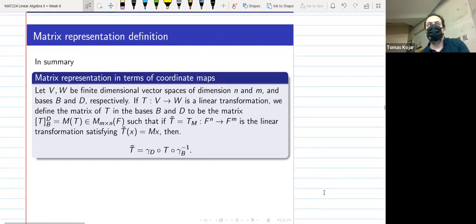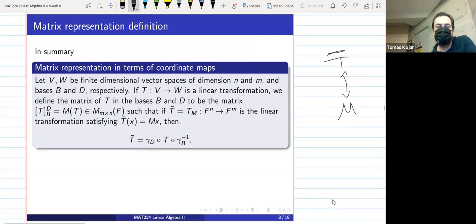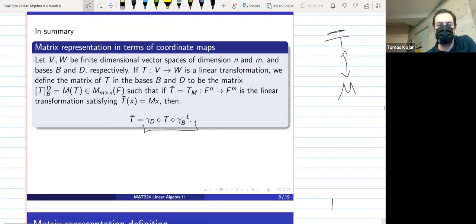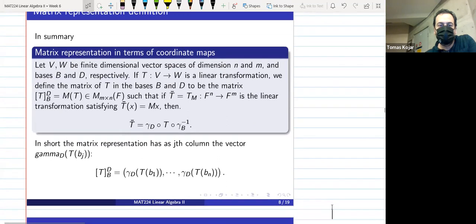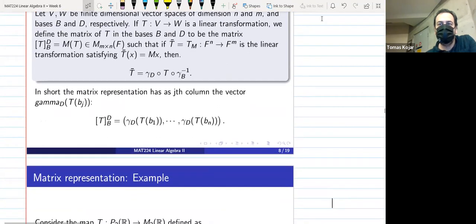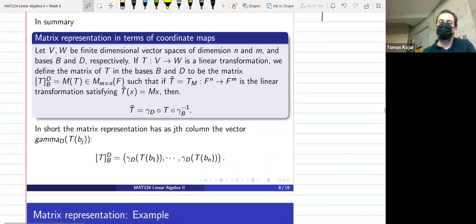So that's it, right? We got that for every T bar, there's a matrix. And for this T bar, we did the derivative map, which you computed using the coordinate maps. And this is the representation. And then, that's it. Tomorrow we'll talk about change of basis. Thank you.